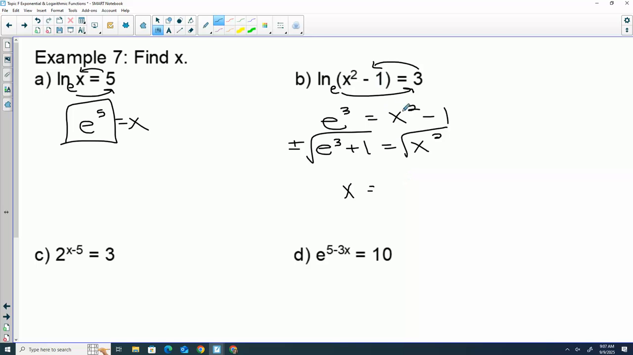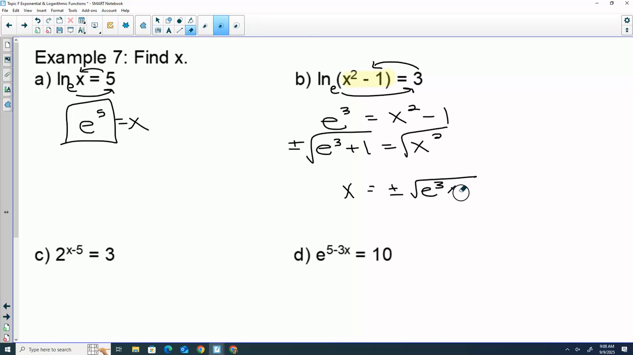When I think about this though, properties of logs tell me my argument always has to be positive. So you just need to check. If I do a plus or minus, will this still turn out to be positive? If I square a positive, it's positive. If I square a negative, it's positive. So in this case, it is okay to have both. But if one of those made the argument negative, we could not include it.